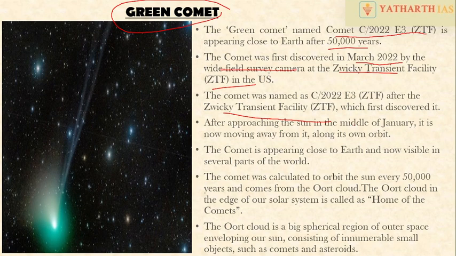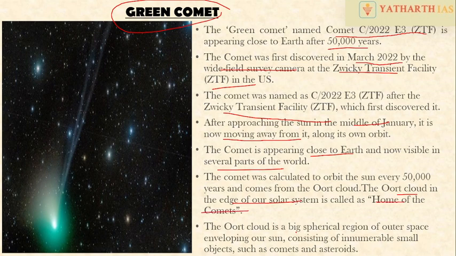After approaching the sun in the middle of January, it is now moving away from it along its own orbit. The comet is appearing close to the Earth and is now visible in several parts of the world. The comet was calculated to orbit the sun every 50,000 years and comes from the Oort cloud. The Oort cloud, at the edge of our solar system, is called the home of comets.